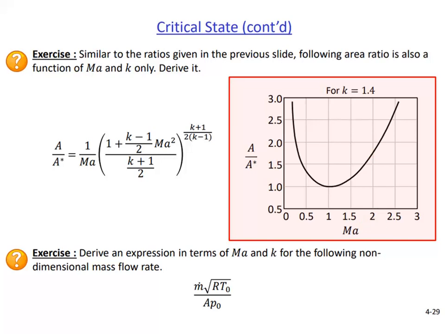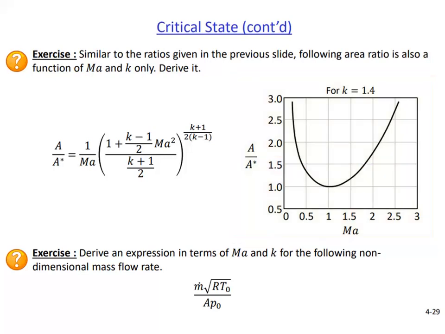If, on the other hand, the area ratio is known, there are two corresponding Mach numbers. For example, for a section with the area ratio of 1.5, the Mach number can either be about 0.4 or 1.8. One of these is subsonic and the other is supersonic. Only one of them can be true, and the correct one should be determined by considering the physics of the flow.